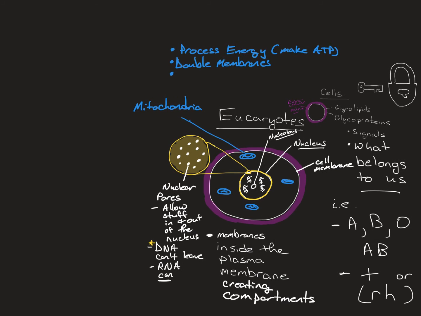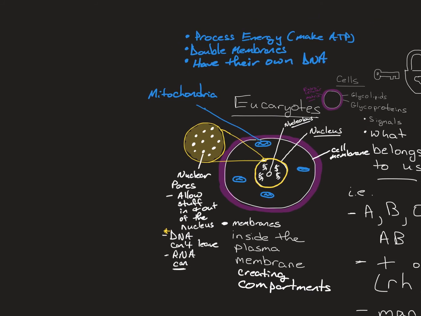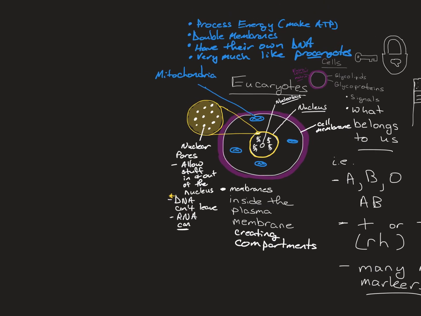They process energy, have double membranes, and they have their own DNA. That's really interesting. They have their own DNA. So mitochondria are really, really interesting little things. And they're very much like prokaryotes. Are they prokaryotes? No. But are they like prokaryotes? Yes. And they're inside a eukaryote.